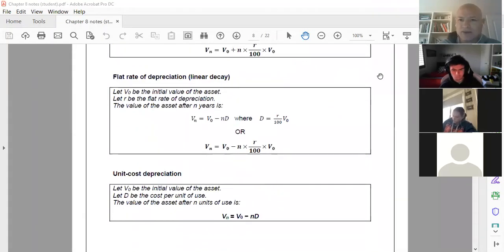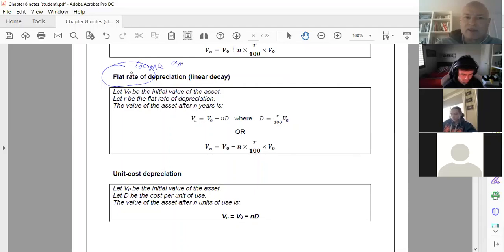There's a flat rate depreciation. Okay, flat rate, it's going down. Great, someone else has joined us. Flat rate just means, remember, the same amount every time. Okay, and decay means it's going down. Linear means it's a straight line.